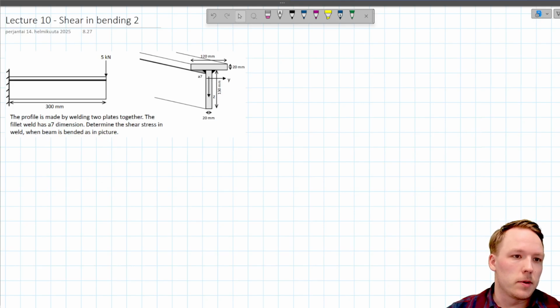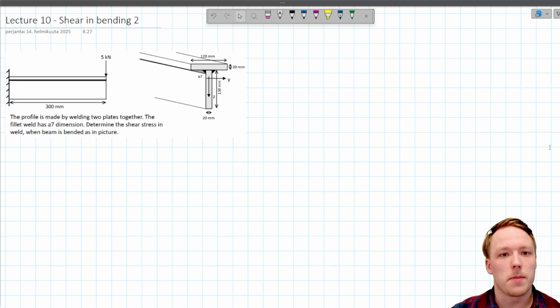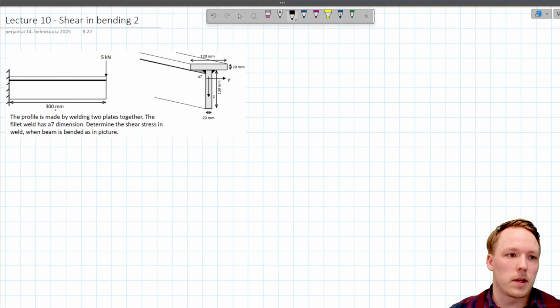Here we have a simple example of a welded structure, where the cross section is T-shaped. We have two welds, one on both sides of this hat, with a dimension of 7 millimeters. That beam has been mounted rigidly to a wall, and we are applying 5 kilonewtons of force at the top, at the end here. And the task here is to calculate the shear stress in the weld.